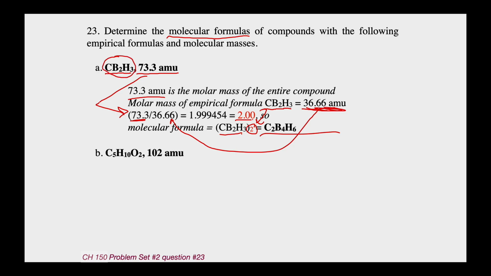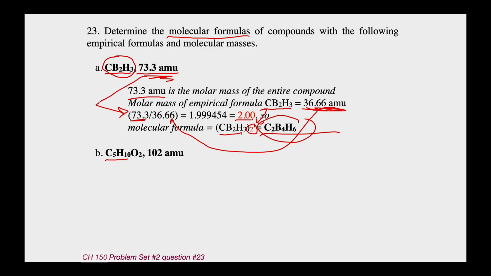Again, how this worked: we figured out what the molar mass was of this thing right there, and that came out to be 36.66. We compared that to the molar mass of everything, 73.3, and it came out to be a whole number ratio of 2. They'll always be whole number ratios, by the way. That 2 will multiply by the empirical formula to get C2B4H6, the molecular formula. On the next one, we're going to do something very similar.